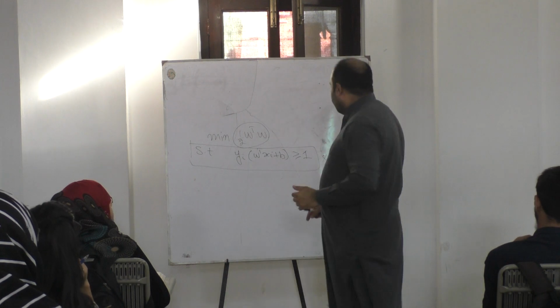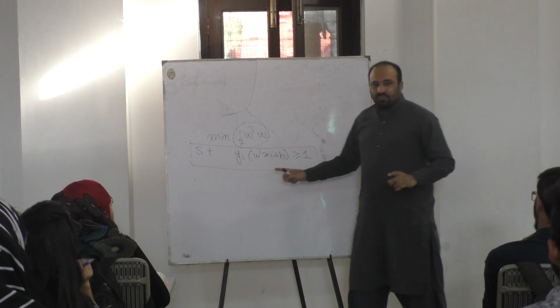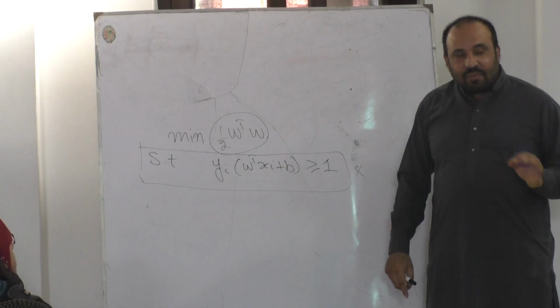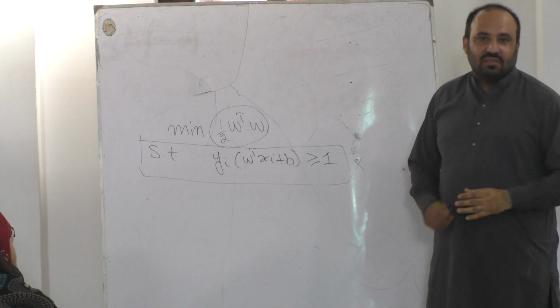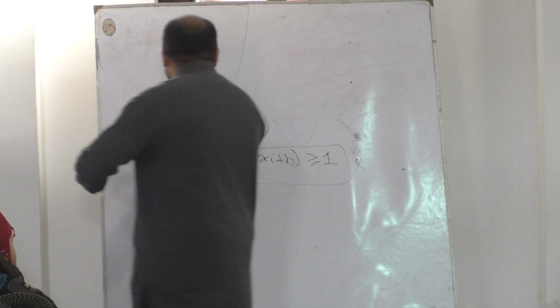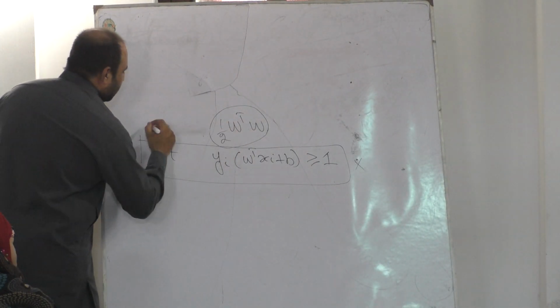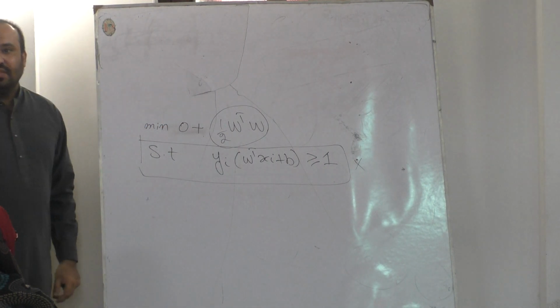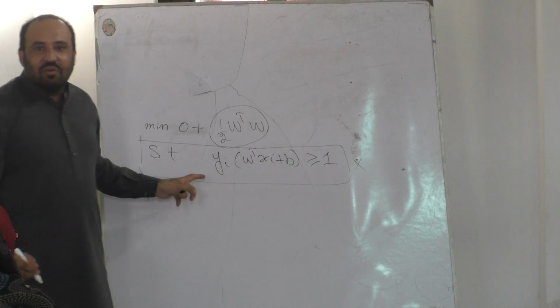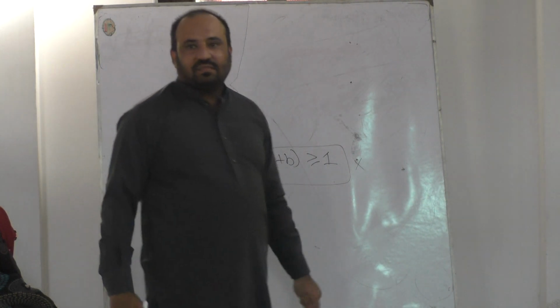Look carefully: at the start we assumed the data is linearly separable, which means the in sample error is exactly 0. So if you're happy, I'll just write this. This constraint ensures you are not allowed to make errors.